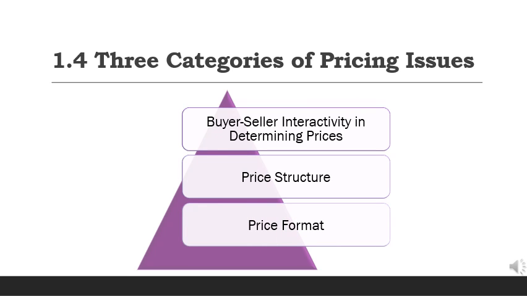Throughout most of history, prices were not fixed amounts displayed in stores or malls, or even in the advertisement of a product or service as we know it today. Hence, some pricing issues and various questions arise which needed a sort of pricing decisions. The three categories of pricing issues fall into the following: buyer-seller interactivity in determining prices, price structure, and price format.